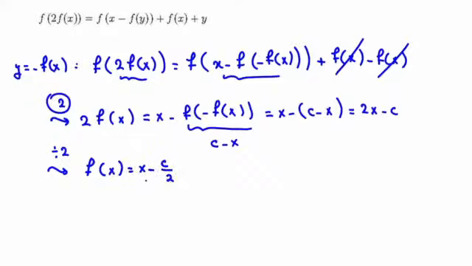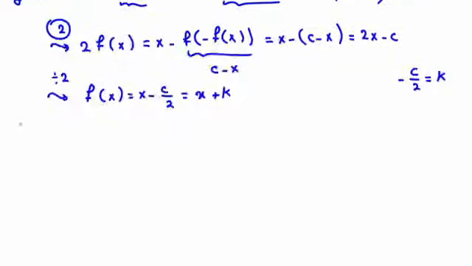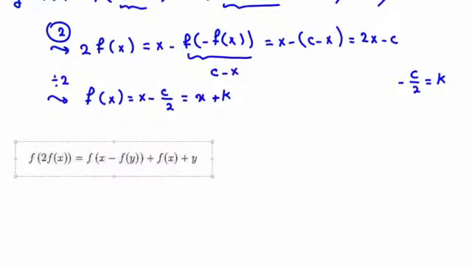Okay. Now here we can divide both sides by 2, and we can say f of x is x minus c over 2. We can define c over 2 as, for example, k. So here it will be x minus k. Or let's do something. Consider k equal to negative c over 2. It will be x plus k. Now that we've reached here, f of x equals x plus k, I want to again consider the main equation.